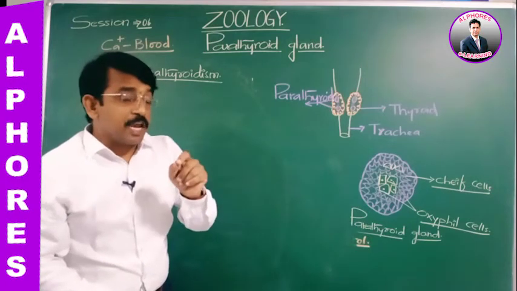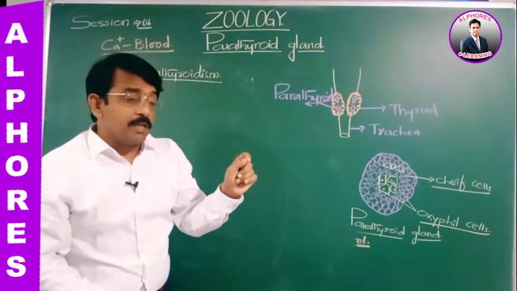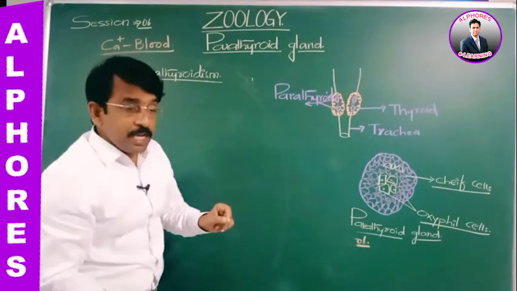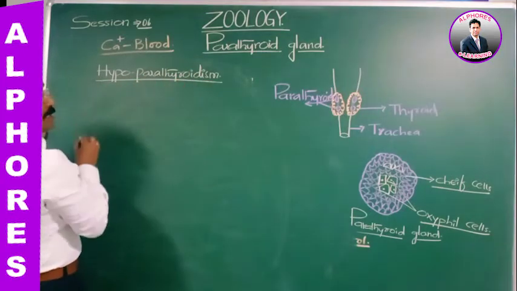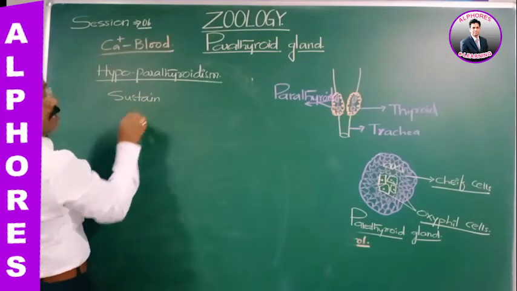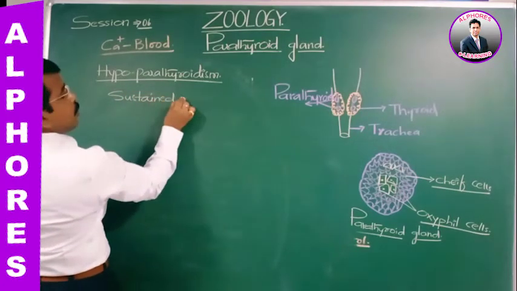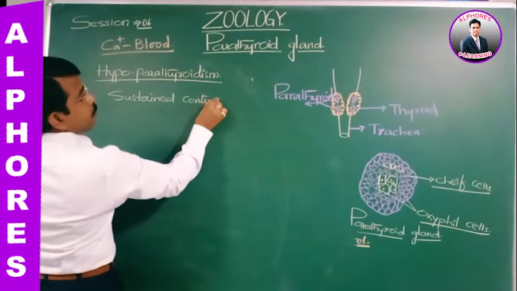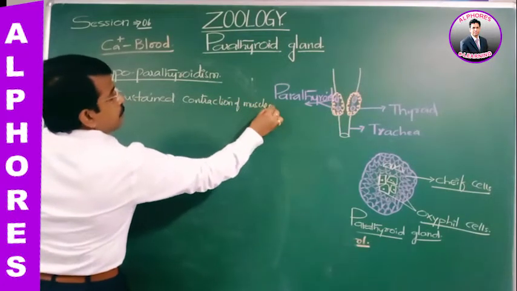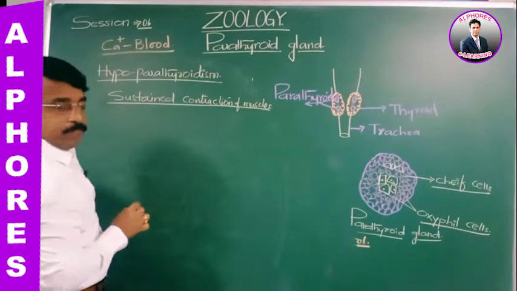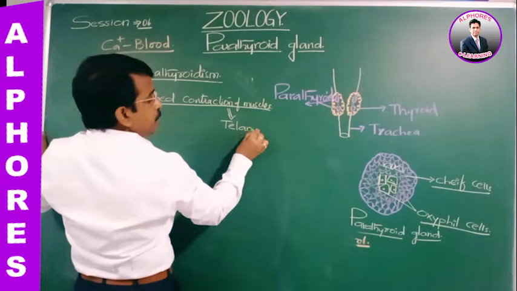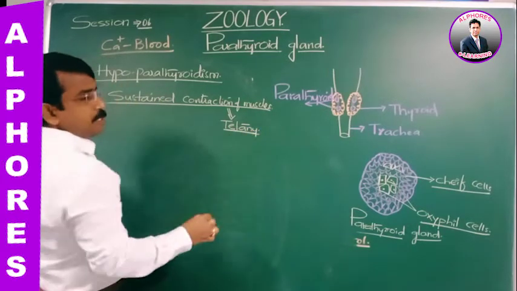As the calcium remains in the muscle, what do we find? Sustained contraction. The calcium that remains in the muscle results in sustained contraction, which is named the muscle spasm. Sustained contraction of muscles, the muscle spasm, is also treated as tetany.